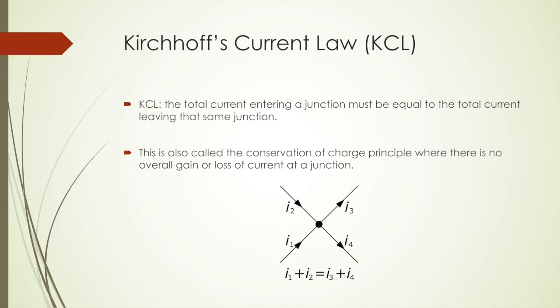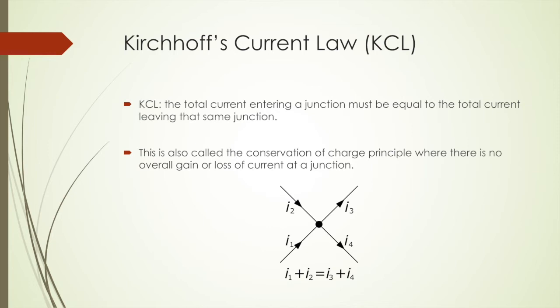So if I notice I have 2 currents coming in to the junction and 2 sources of current leaving that junction, the total current entering that junction is I1 plus I2. And the total current leaving that junction is I3 plus I4. Thus, the total current in equals total current out, which implies I1 plus I2 is equal to I3 plus I4.